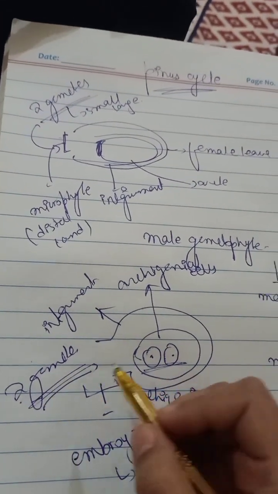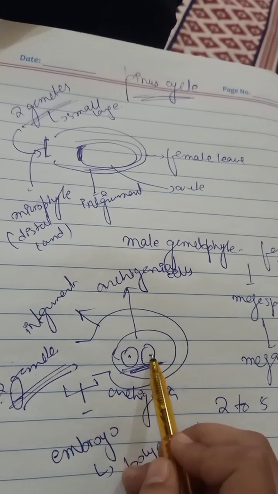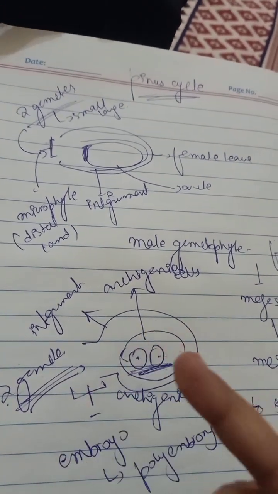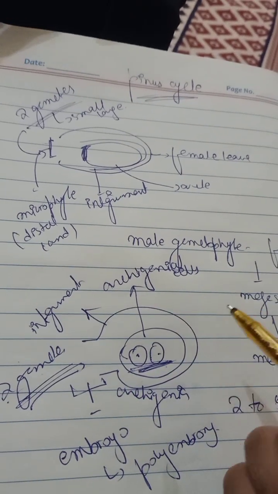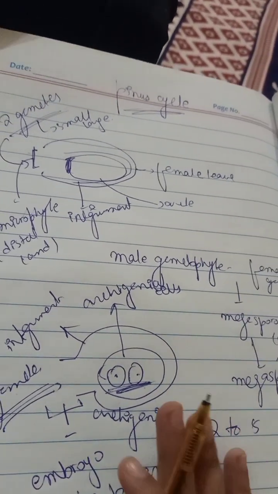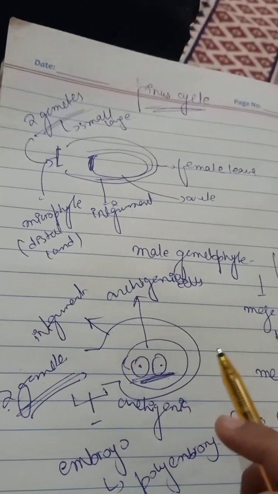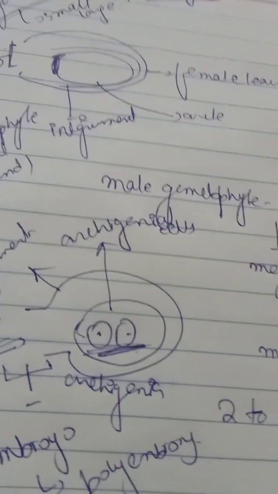Here the 2 male gametes are there, and 2 archegonial cells, the female cells, are there. They will fertilize together, and there is the production of 2 embryos. After some time they will all degenerate and 1 will remain. So this was about how the fertilization occurs.